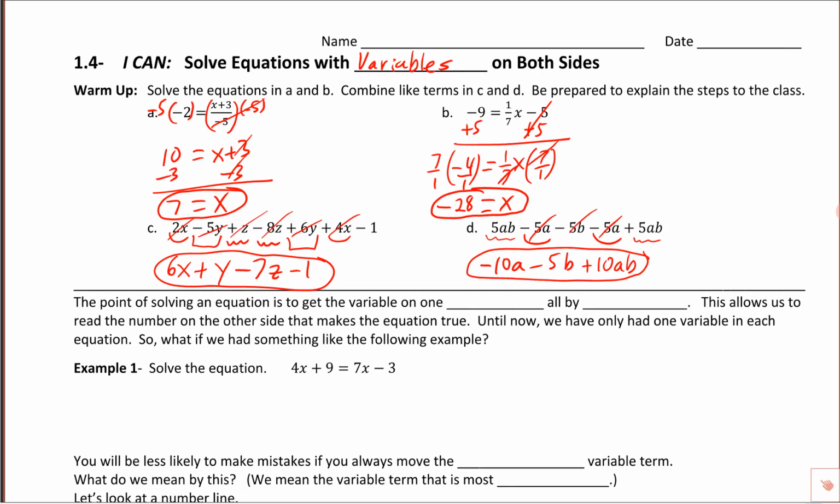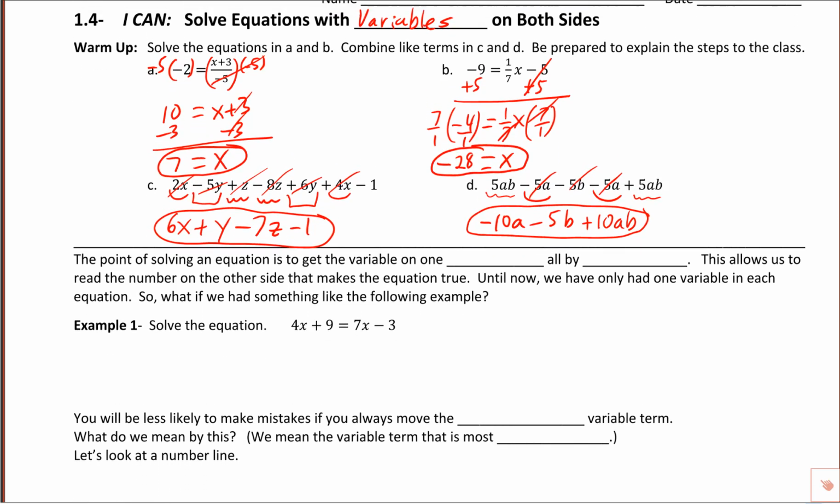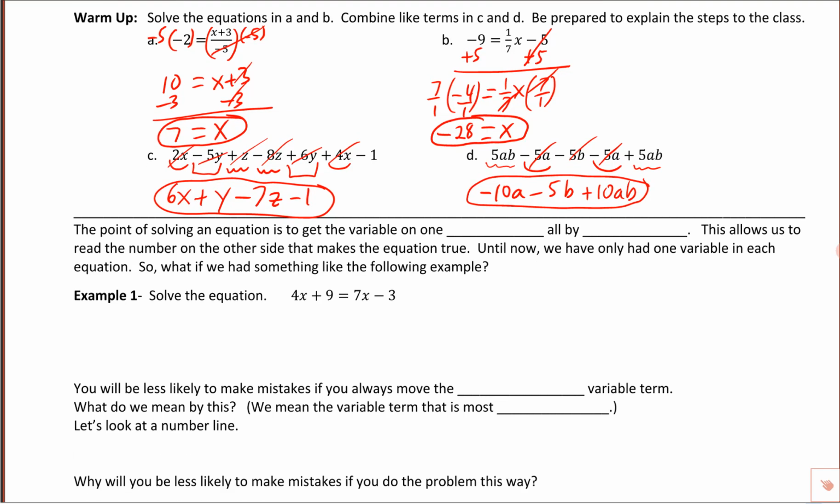Okay. All right. So let's take a look at some of these equations with variables on both sides. And just remember that when we're solving an equation, the whole point of solving an equation is to get the variable on one side all by itself. And that's a fancy way of saying isolate it. Isolate is the word that we use for getting a variable all by itself. And what that allows us to do is then we can read off the answer. We've got the variable on one side and the answer on the other side, so we can read off the answer that makes the equation true.